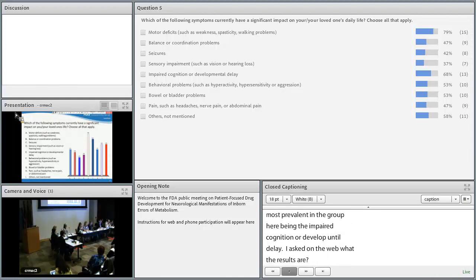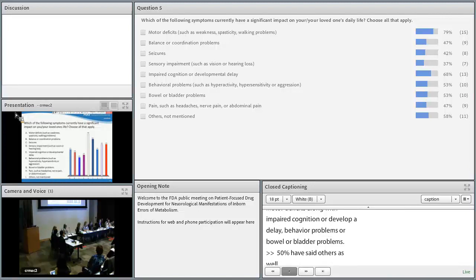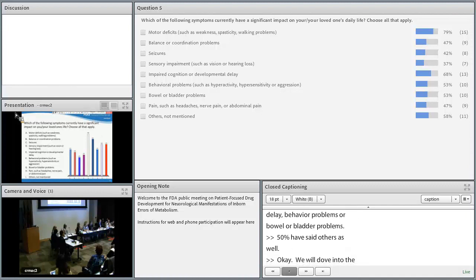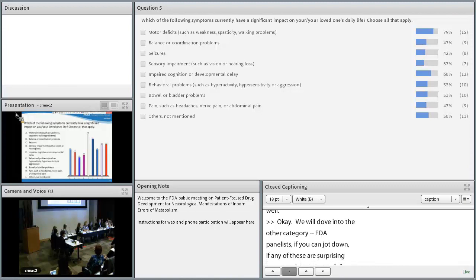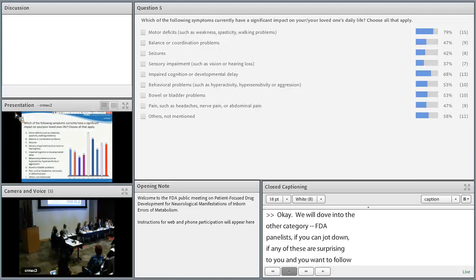On the web, we have about a majority of folks who've said motor deficits, along with impaired cognition or developmental delay, behavioral problems, and bowel and bladder problems. Okay. And there was a good over 50% have said others as well. Okay. We'll delve into this other category. And the FDA panelists, if you can jot down if any of these are surprising to you and you want to follow up on them in a little bit, please do so.